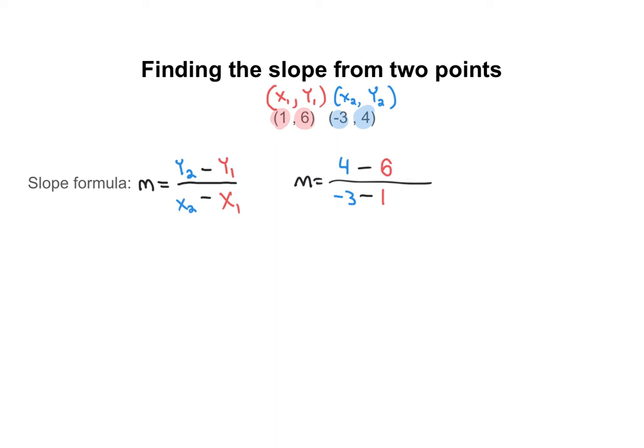So we're going to say that m equals 4 minus 6 is -2, over -3 minus 1 is -4. Simplify that down. That means that my slope of these two points is +1/2. There is a line that would pass through both of these points, and it would have a slope of +1/2.